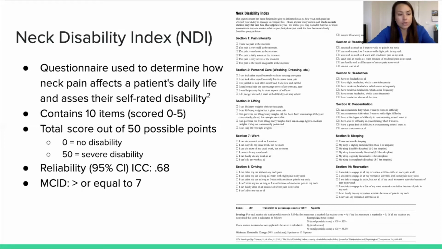For scoring, each question contains answer choices scored from 0 to 5, 0 being no disability and 5 being complete disability. For the total score, it can go up to 50. So 0 is no disability and 50 is severe disability. Typically, the score is reported as a percentage from 0 to 100%. The ICC is 0.68, which we learned was a moderate to good score. The MCID is the minimal clinically important difference, which is greater than or equal to 7. And this is the smallest change in an outcome that a patient would identify as important.